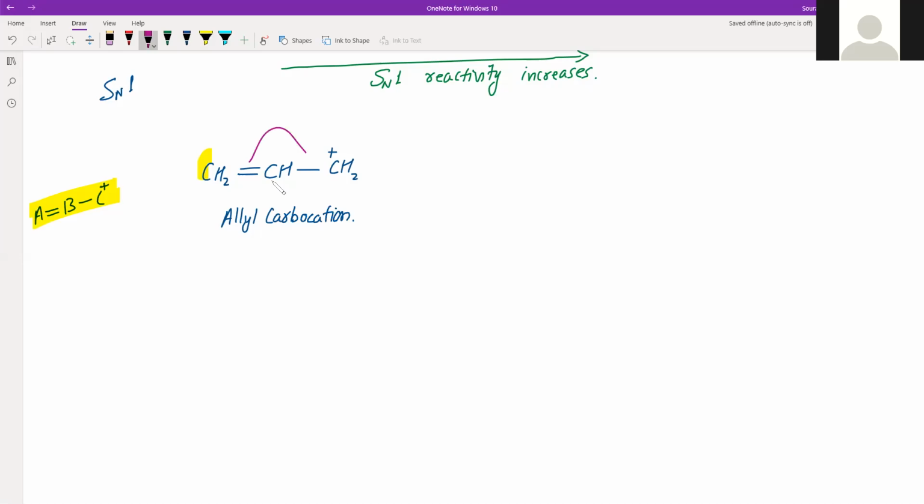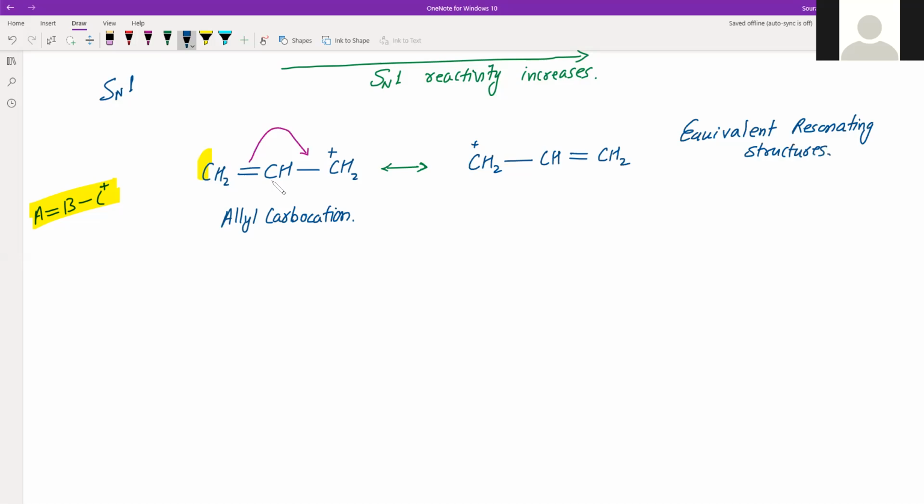Delocalization of pi orbitals. Due to that, it will have two resonating structures. The second resonating structure will be this: the positive charge will now come here, this bond goes to CH, and there is a double bond here with CH2. Now if you see, these two structures are exactly the same. These are equivalent resonating structures. I hope you understood why equivalent.